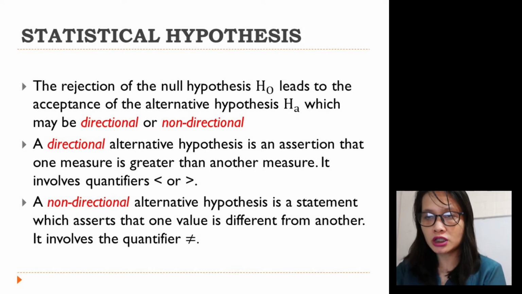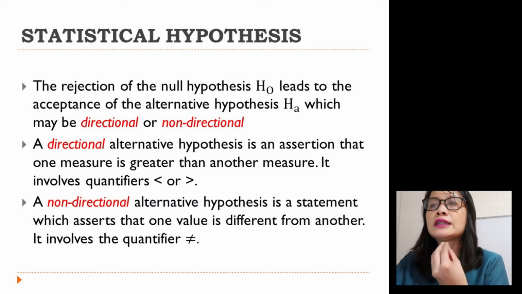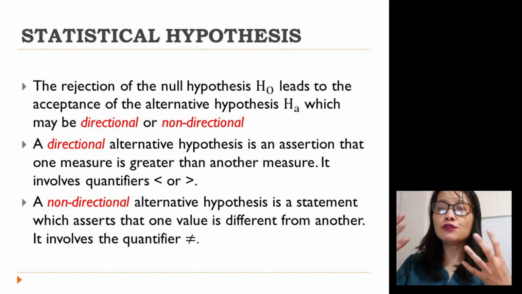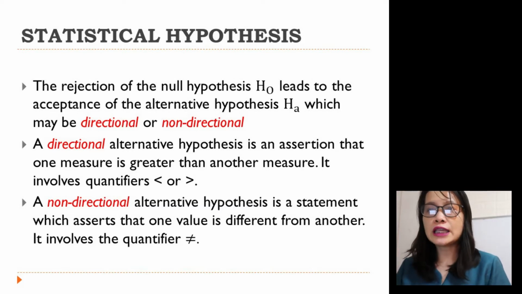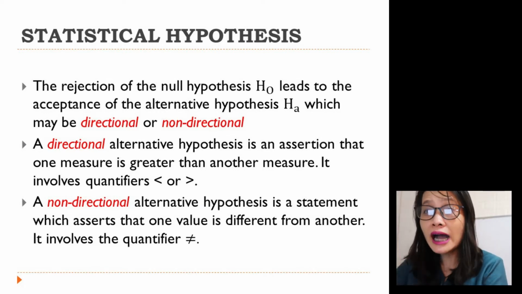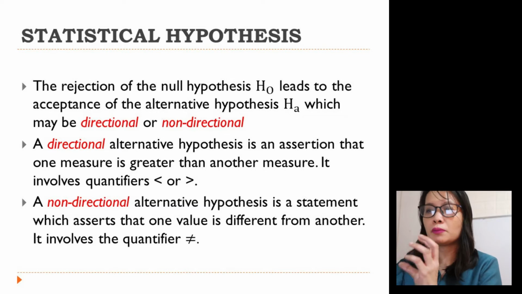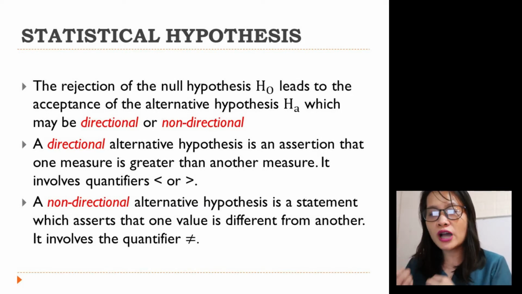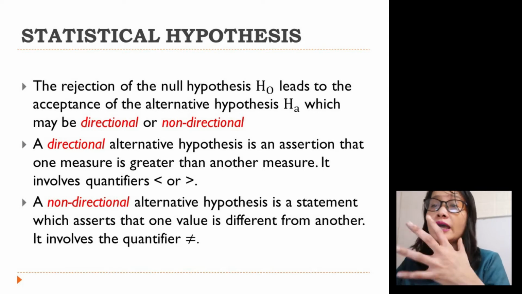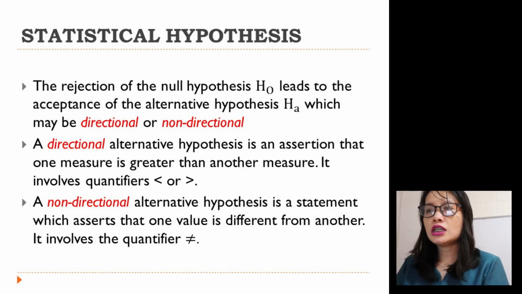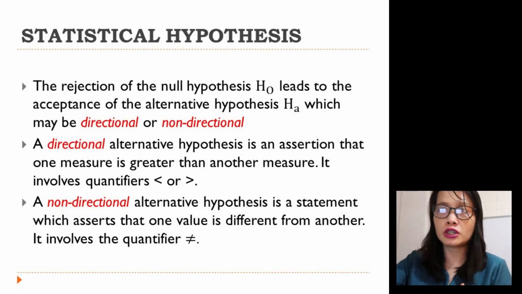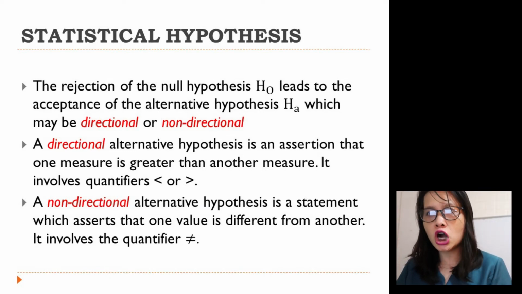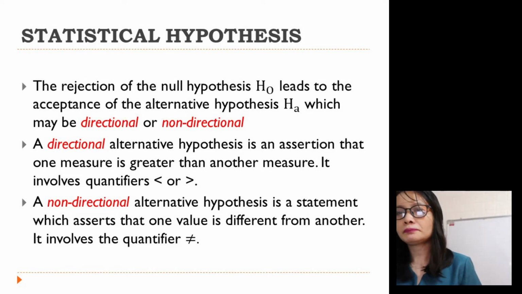Non-directional alternative hypothesis is a statement which asserts that one value is different from the other, and it involves the quantifier not equal. I repeat, non-directional alternative hypothesis is a statement which asserts that one value is different from the other, and the quantifier is not equal. In directional, the alternative hypothesis is an assertion that one measure is greater than the other, and the quantifiers are greater than or less than. Okay? So what's the connection?